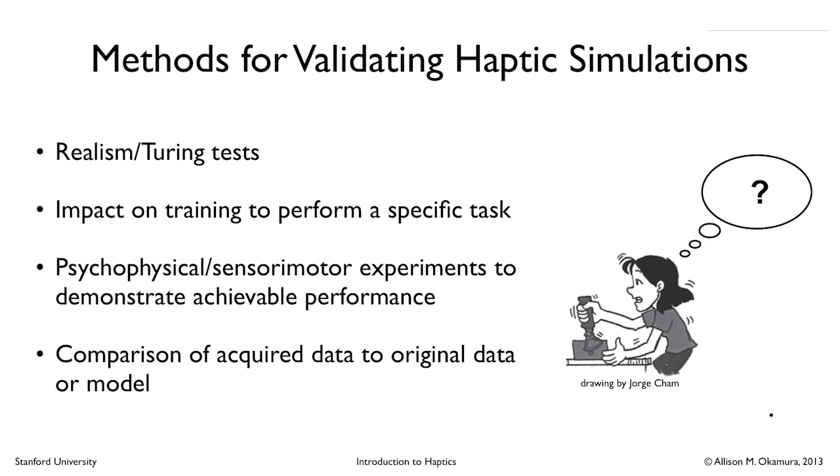So as a quick review, we've covered some different methods for validating or evaluating haptic simulations. There are realism or Turing tests that can be done. You can look at the impact on training to perform some specific tasks. You can do psychophysical or sensory motor experiments. So psychophysical being things like measuring absolute threshold, measuring just noticeable difference. Sensory motor experiments would be more like the Fitts' law task, where you actually have to do something, accomplish a physical task, and use that to demonstrate achievable performance.